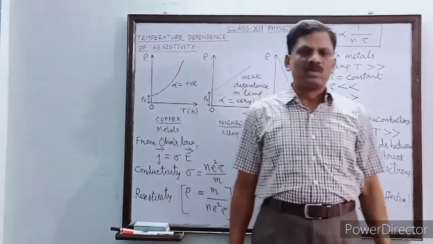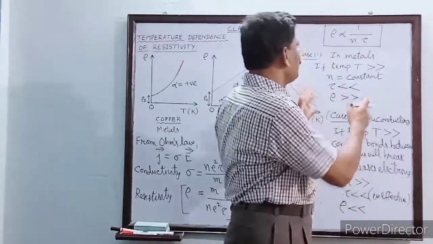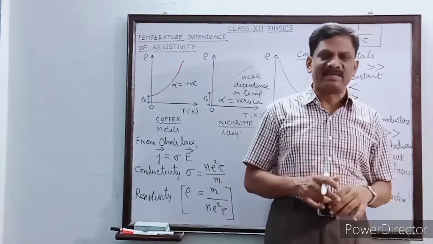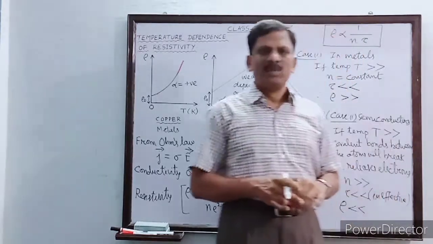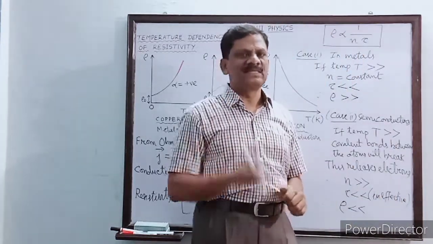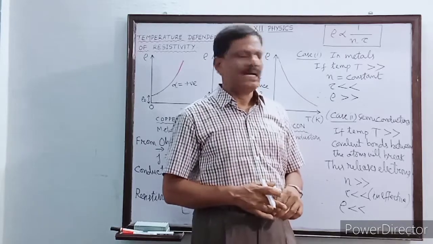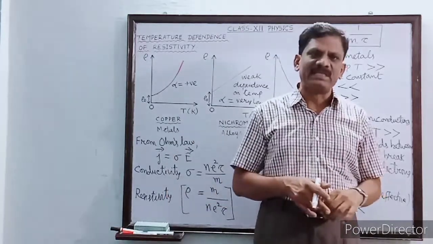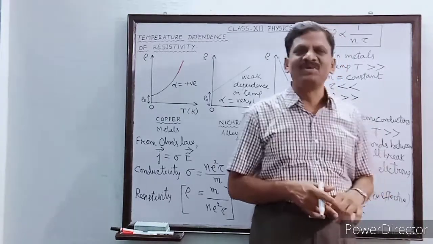So these are the reasons why the metallic conductors have a positive value of alpha, that is, why the resistivity increases with temperature. And this is the reason for semiconductors having a negative temperature coefficient of resistance. Have you all understood?